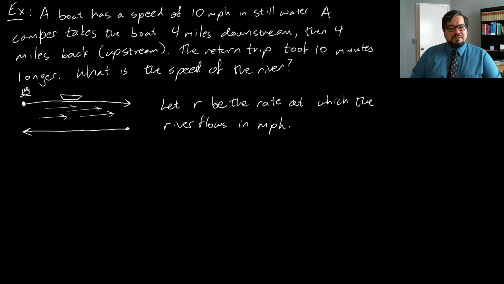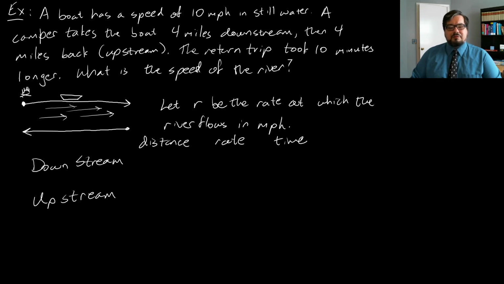Now, for each one of these trips, downstream and upstream, we can look at the distance, the rate, and the time. And we can recall that the distance traveled is equal to the rate at which the object traveled times the time that it took. Now, we know the total distance traveled on both trips. The boat traveled 4 miles, both downstream and upstream.